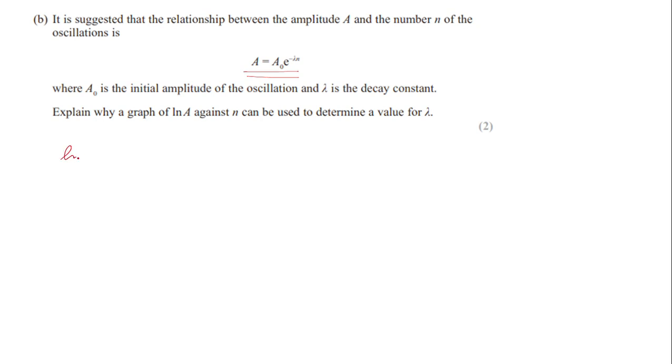So you apply log: log of A is equal to log of A naught into e to the power minus lambda n, and then you apply the log rule. So log of A naught plus log of e to the power minus lambda n. I am doing every step so you can understand. You can skip the second step. Log of e is gone, and minus lambda n comes down. So you can rewrite it as minus lambda n plus log of A naught. This is log of A.